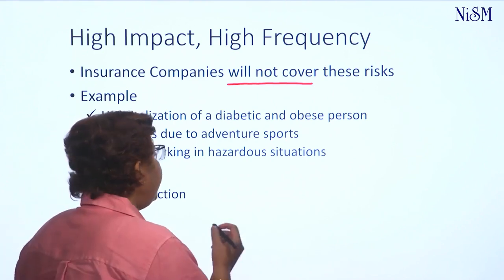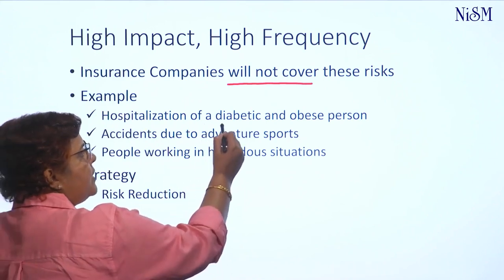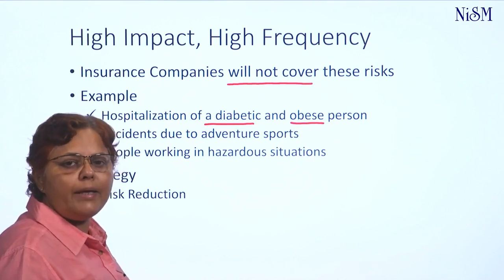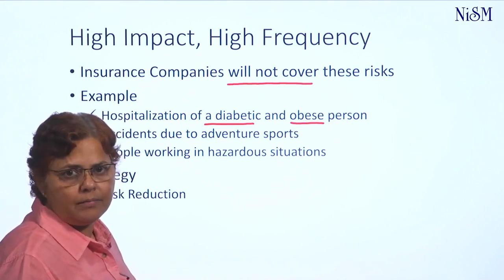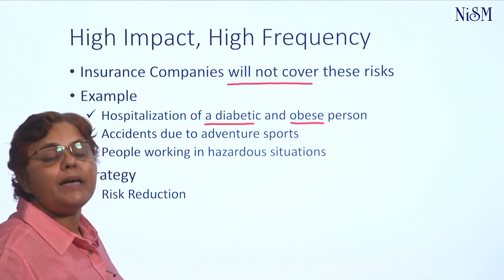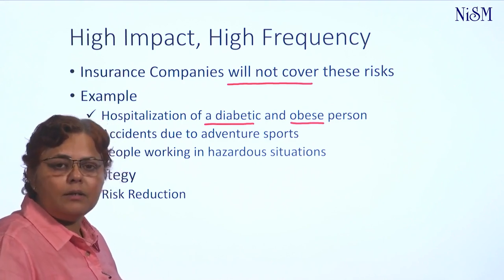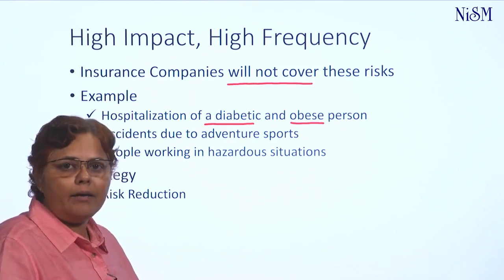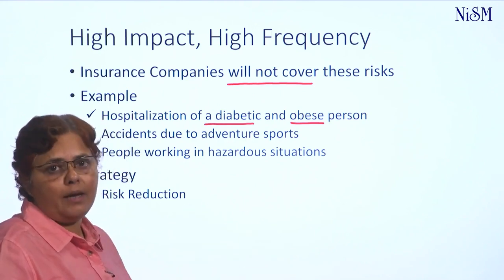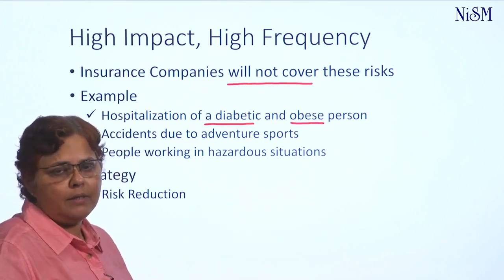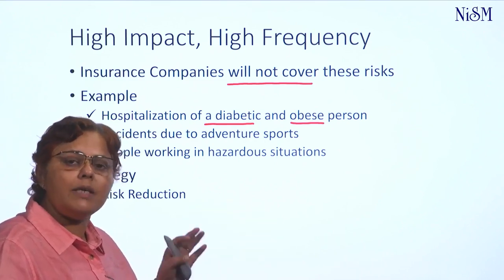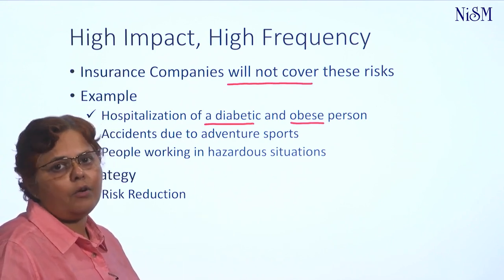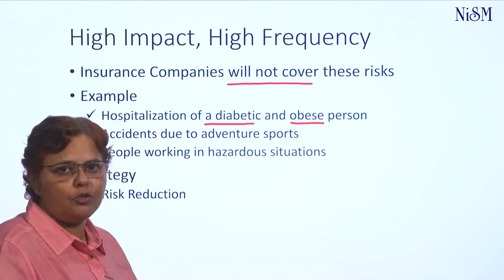If a person is diabetic and obese, as we have given in the example here, and goes to any health insurance company to take cover, that person is normally denied the cover, because the chances of hospitalization are very high, the frequency is very high, and the impact is also very high. So in such cases, high frequency, high impact category, the person usually is not considered for any kind of life insurance or health insurance.